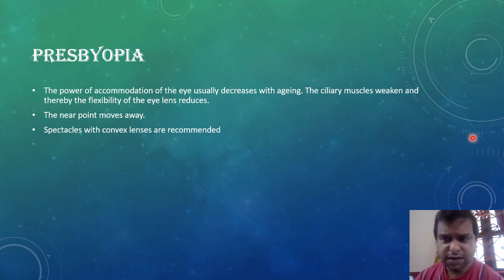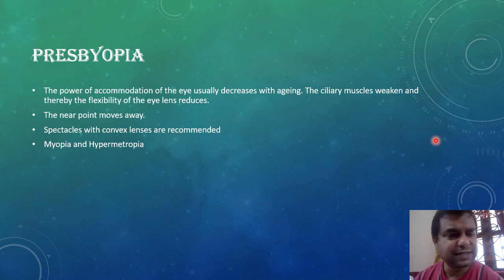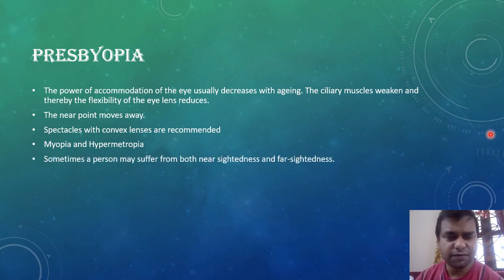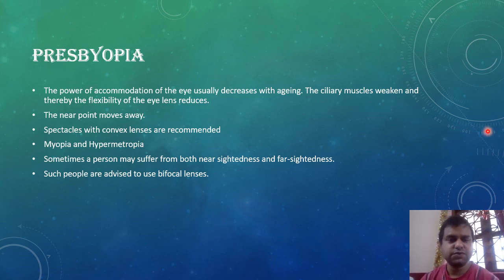Sometimes you have convex lenses which are recommended, and sometimes you have bifocal lenses which are meant to adjust to both the increased focal length or decreased focal length. The power of accommodation of the eye usually decreases with aging. Ciliary muscles weaken, thereby decreasing the flexibility of the eye lens.